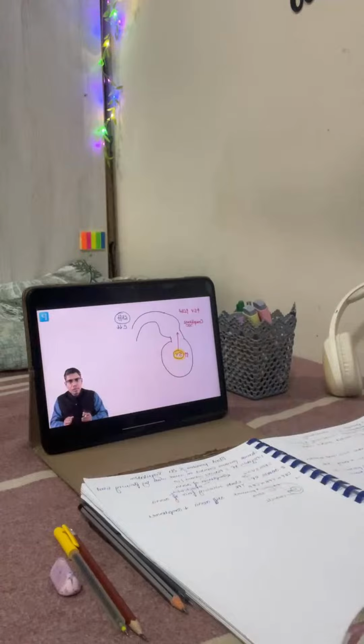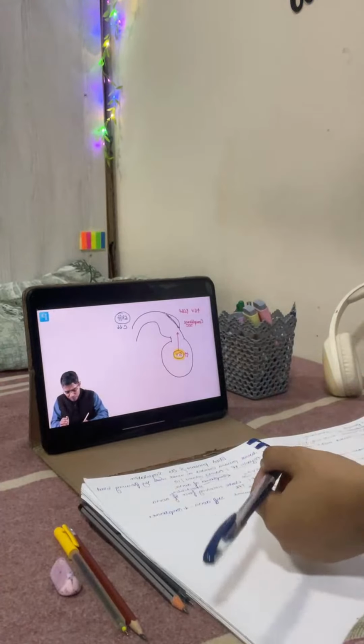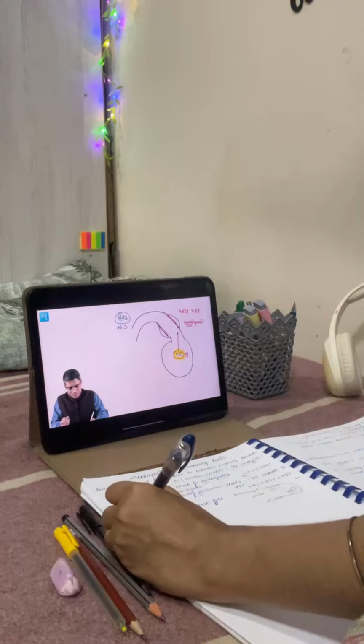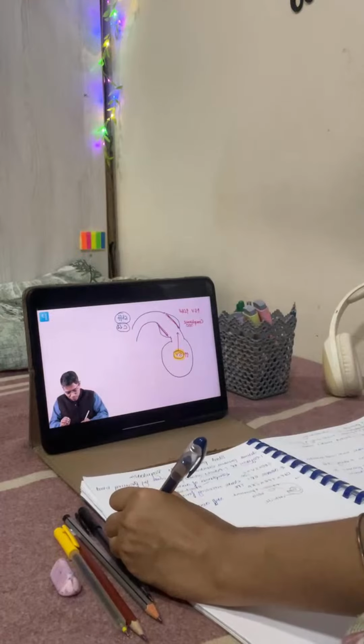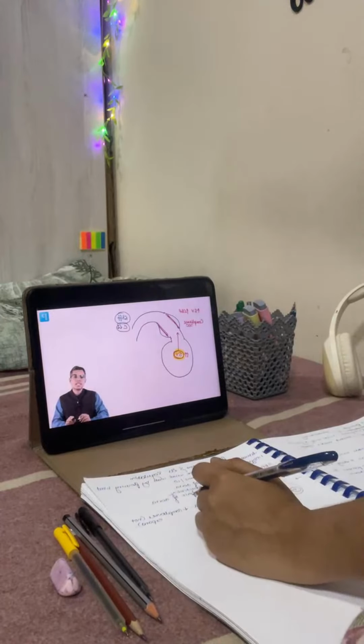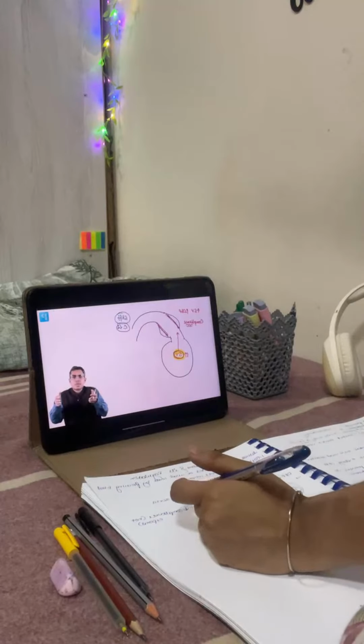So if the vessel wall becomes stiffer, it is not able to expand. It is becoming stiffer, it is becoming hard. That means the compliance of the vessel is low. So what do you think? If the same stroke volume is ejected in this condition, the vessel is not able to expand, the vessel is not able to absorb the pressure.